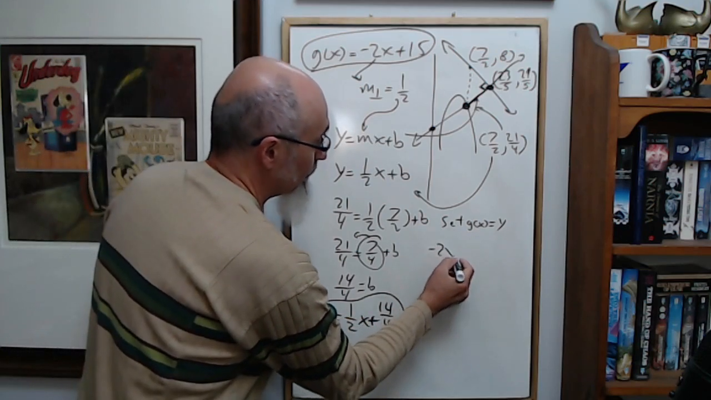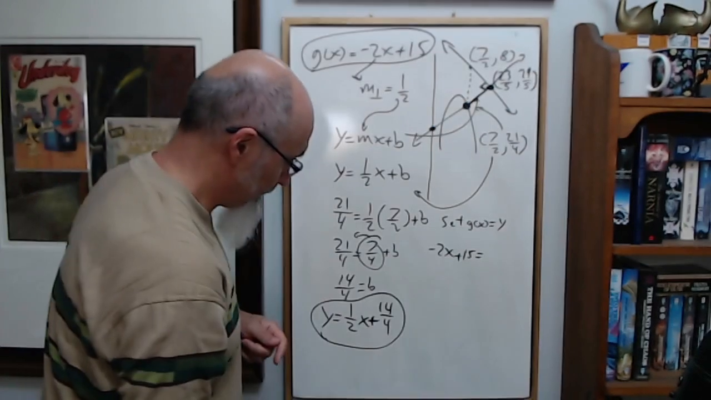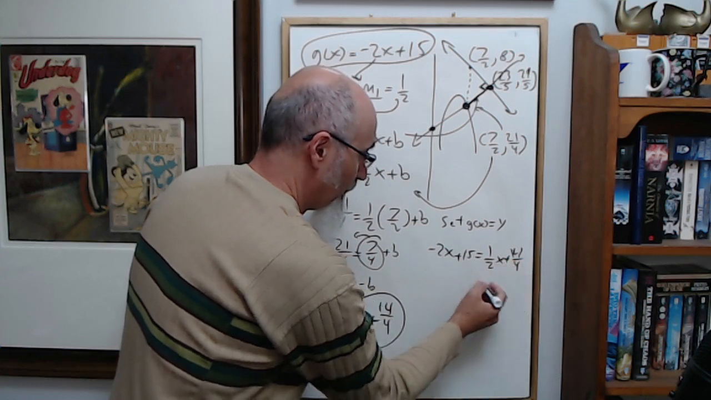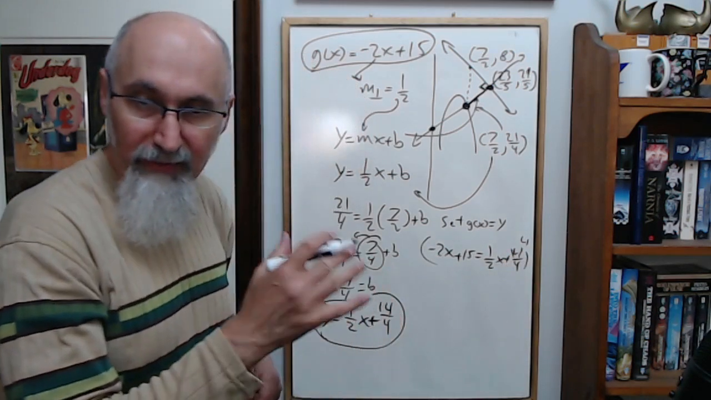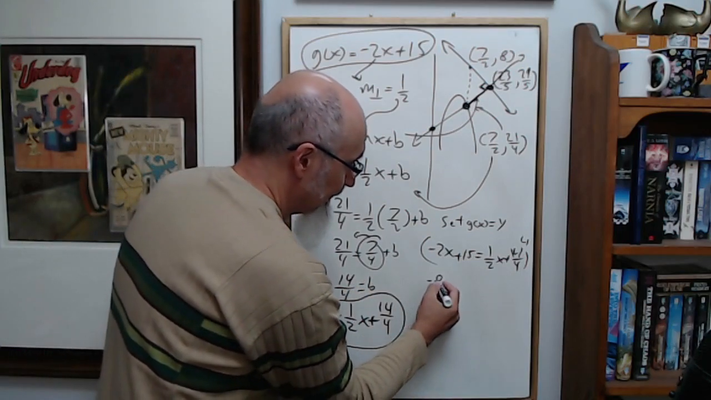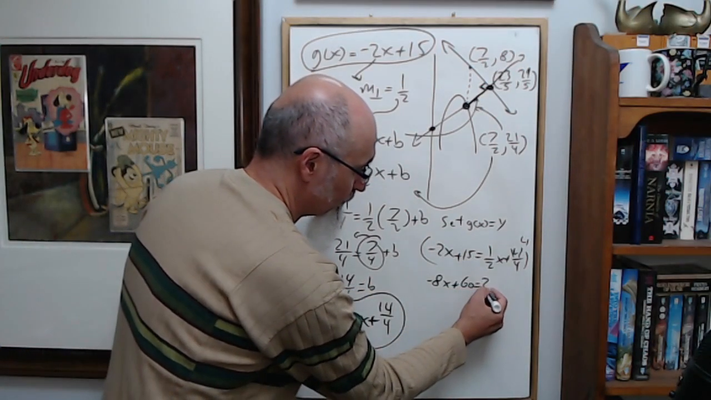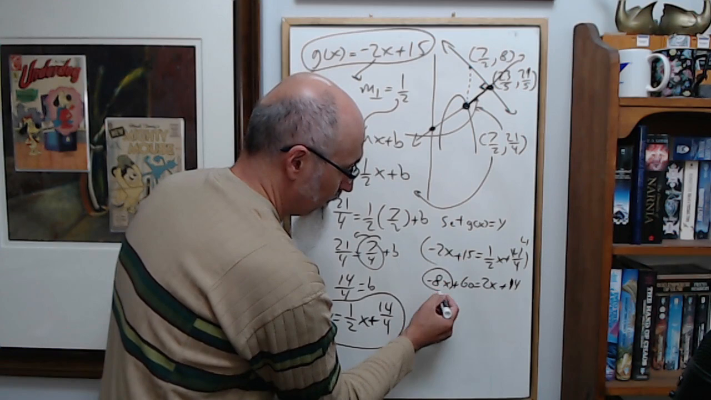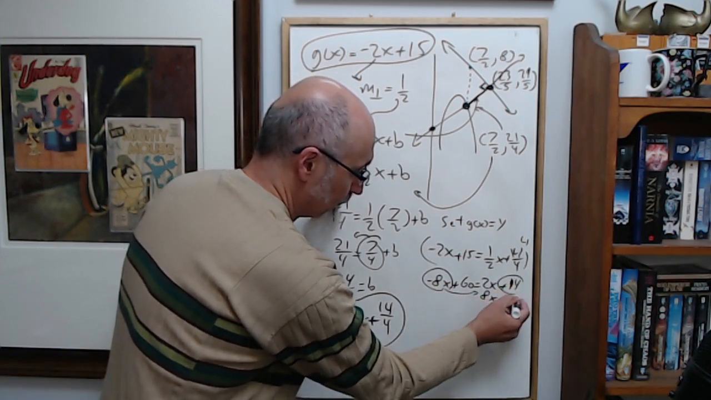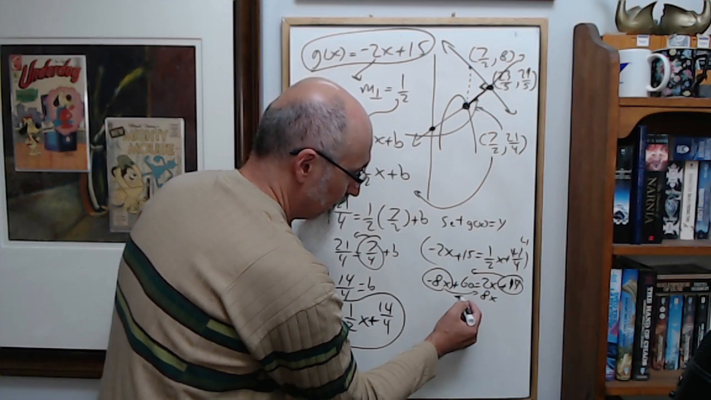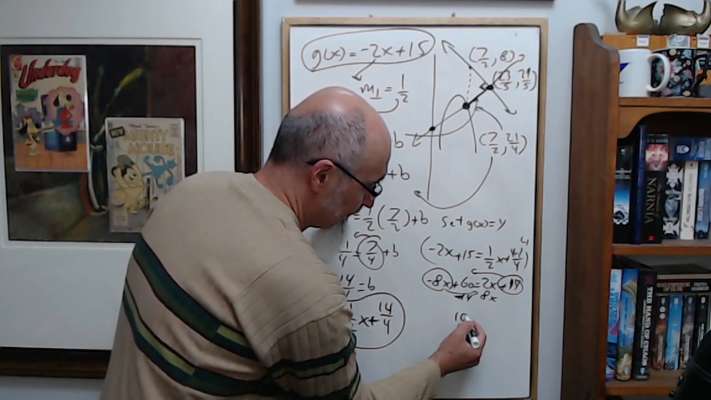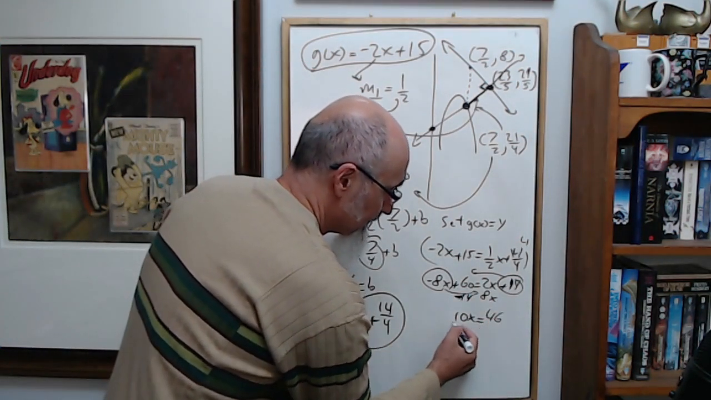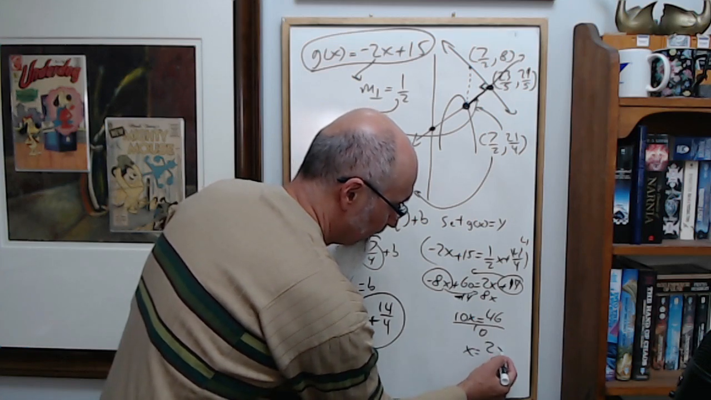So you're going to get negative 2x plus 15 is equal to a half x plus 14 over 4. Multiply everything by 4 to get rid of the denominators. You're going to get negative 8x plus 60 is equal to 2x plus 14. And then solve for x. I'm going to grab the negative 8, bring it over, so that's 8x. I'm going to grab 14, bring it over, it becomes negative 14. So you're going to get 10x is equal to 46. 46 divided by 10, so x is equal to 23 over 5.